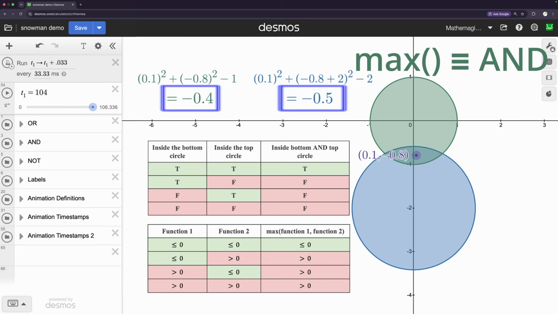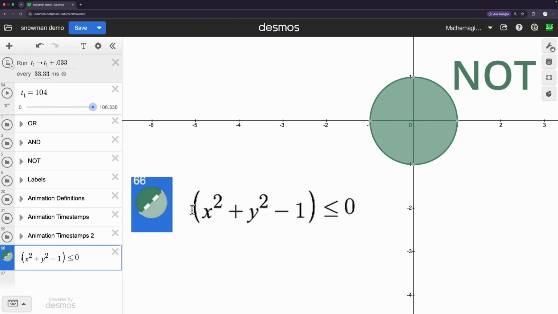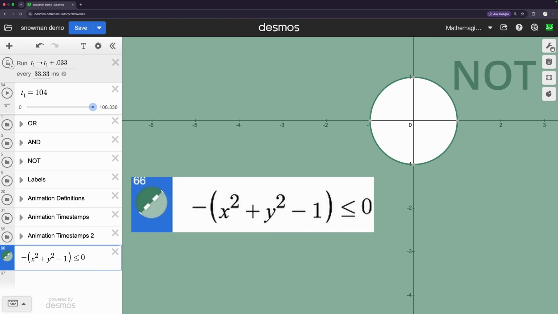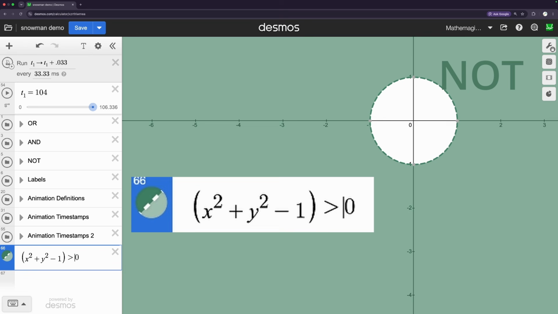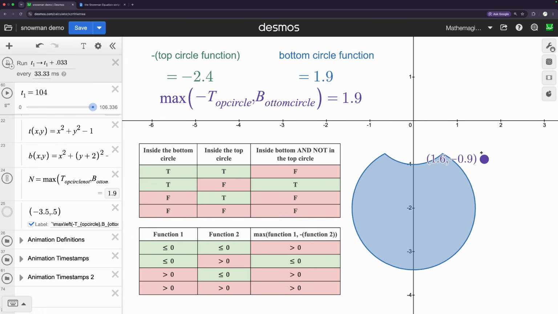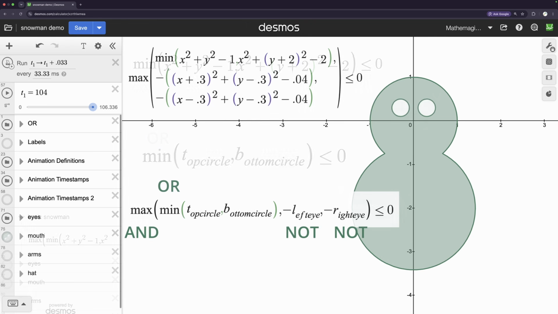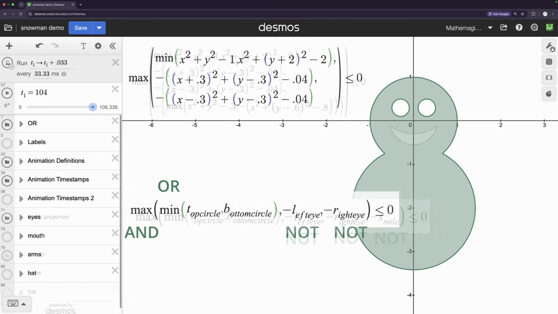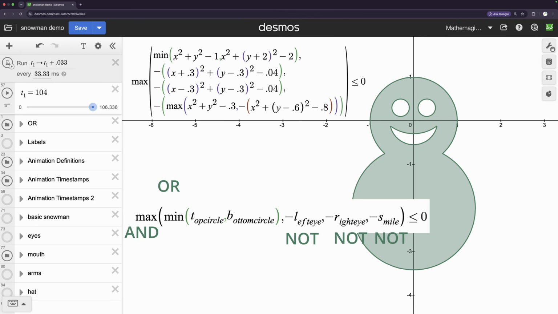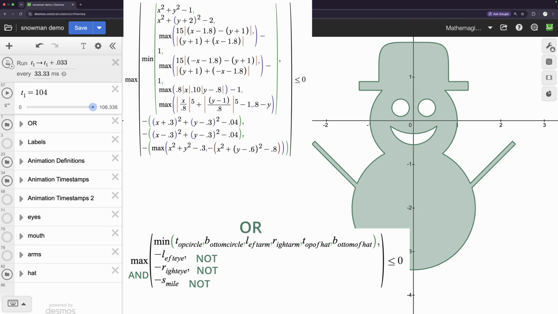Okay, we've got or and. There's one more piece of logic we need to let us create whatever shapes we want. Not. Not in the top circle just means flipping the sign of our function. This works because when we flip the sign, we're essentially flipping the inequality sign. Now combine that with and in the bottom circle and not in the top circle. We can use this idea a few more times to carve eyes and a smile out of the snowman's face. While we're at it, let's add some arms and even a hat, which we can use with minimum.